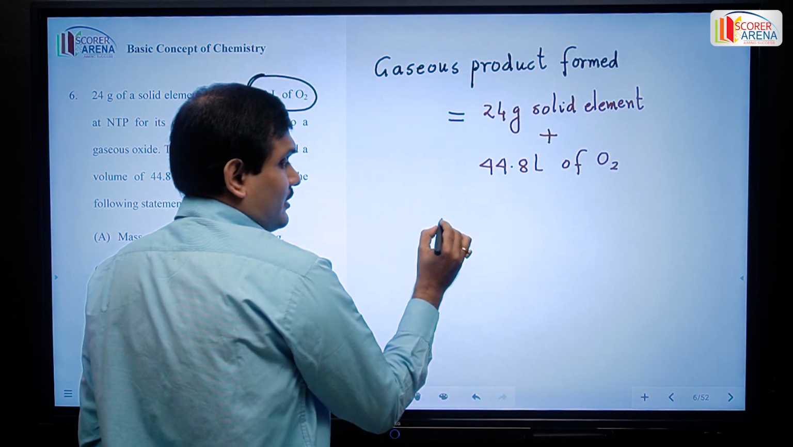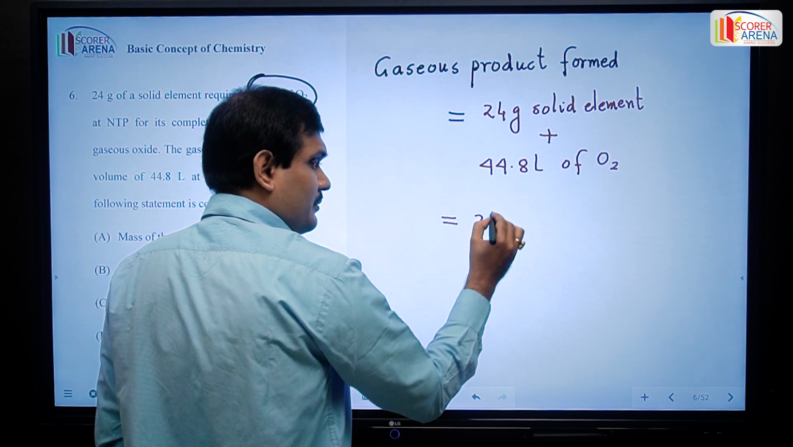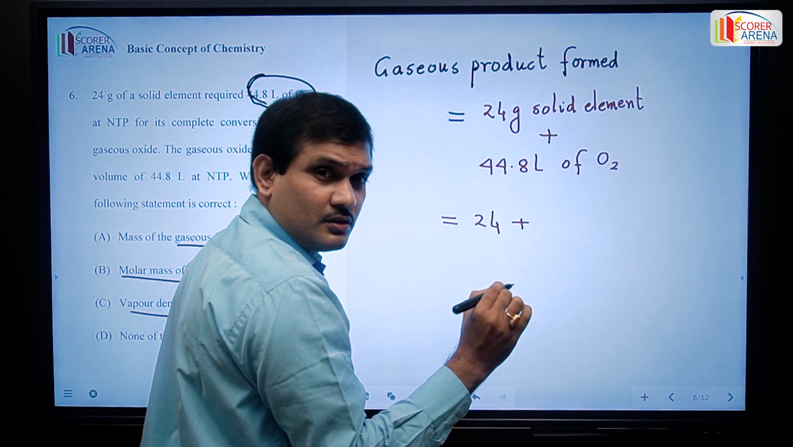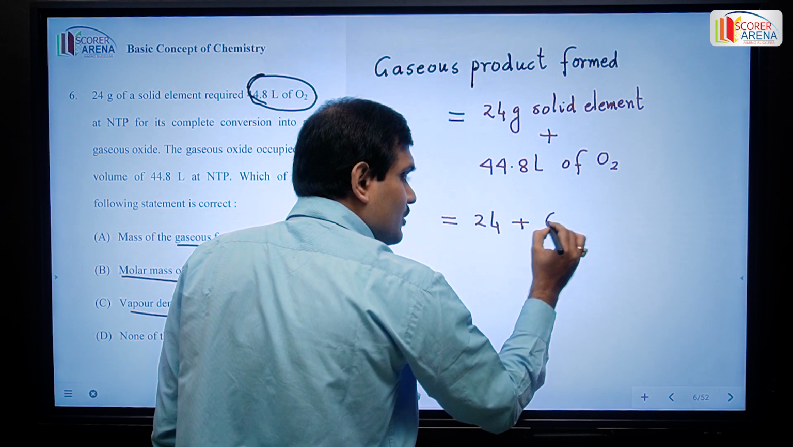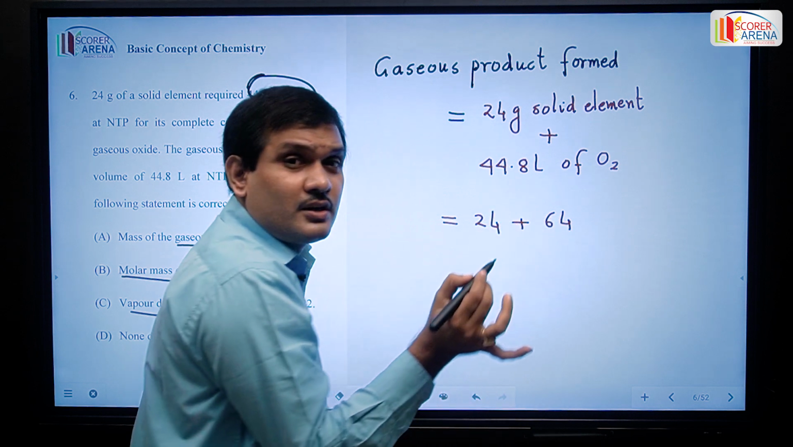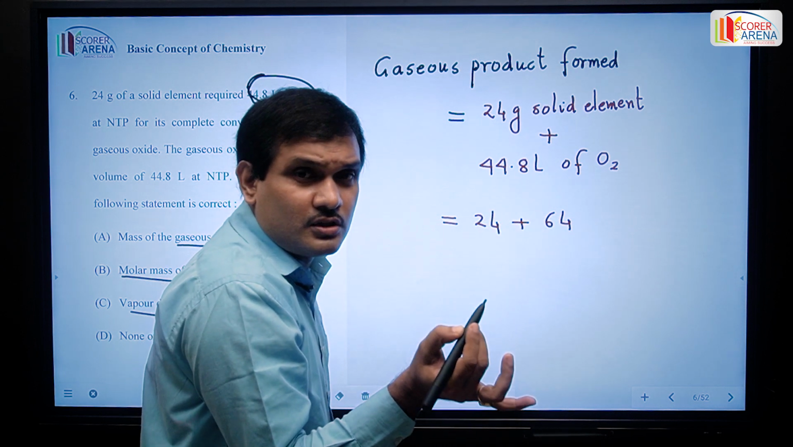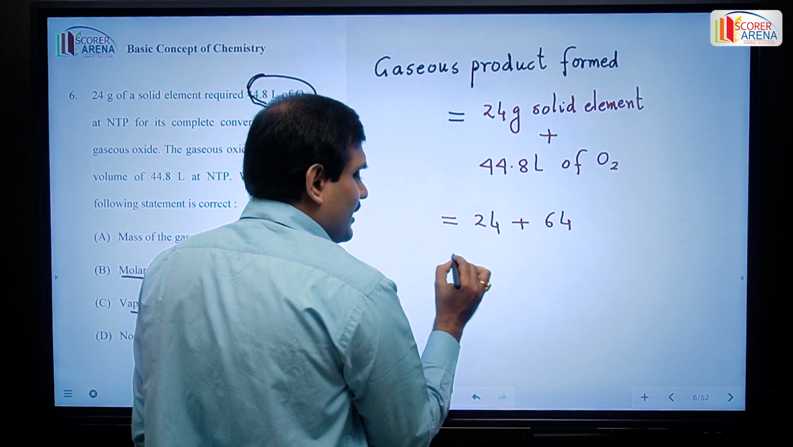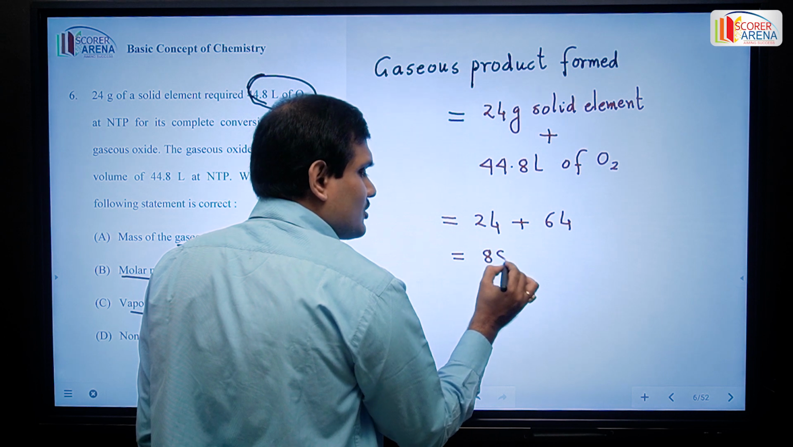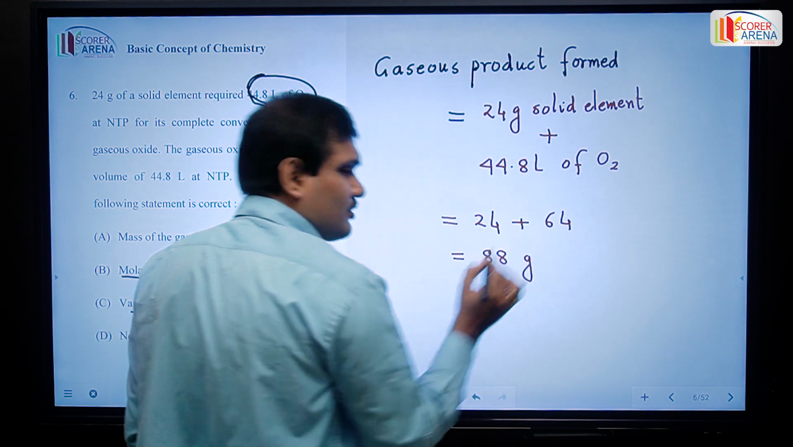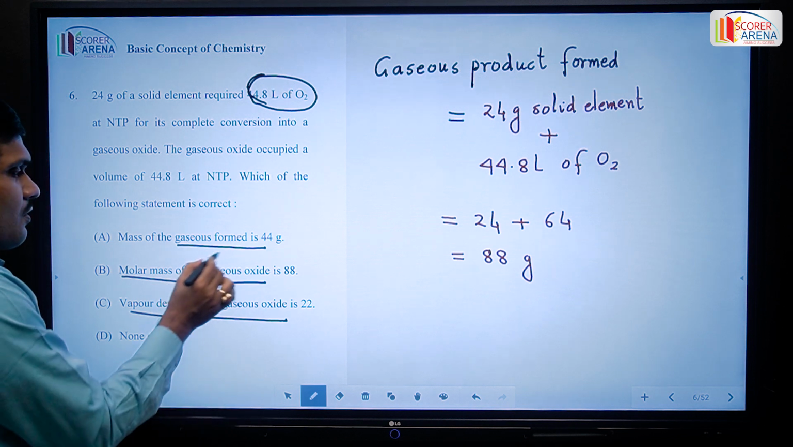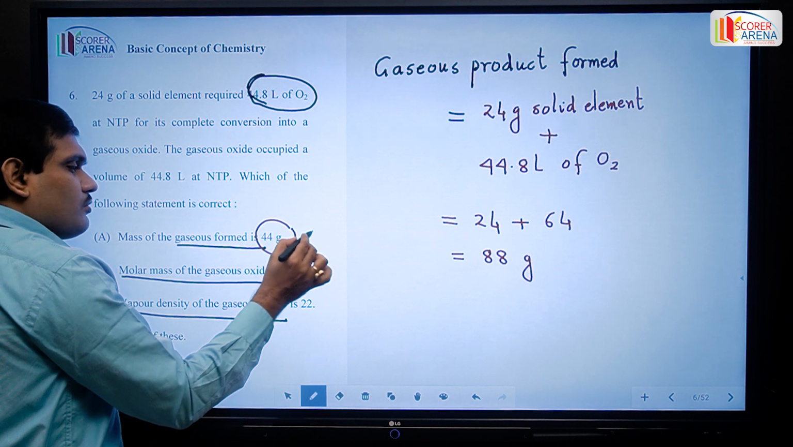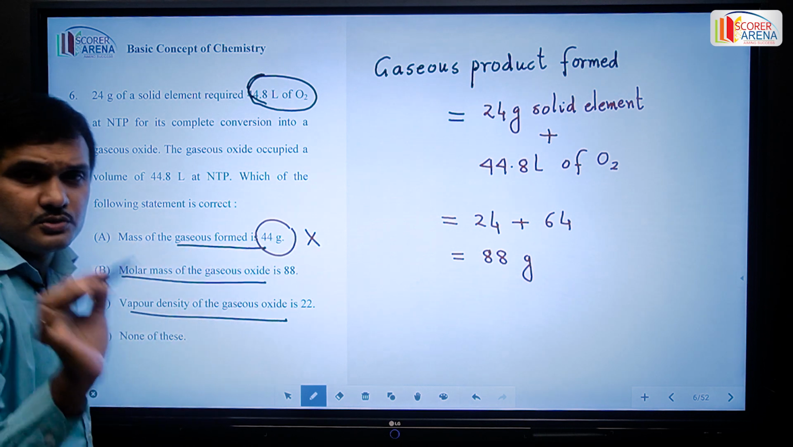So you can write 24 gram solid element plus required amount of O2 in terms of mass, that will be 64, because 22.4 liter means it will be for oxygen 32 gram. So 44.8 liter means 64. So we have 88. So gaseous product formed, it will be 88 gram, but it is given 44 gram, which is wrong. So option A is the wrong option.